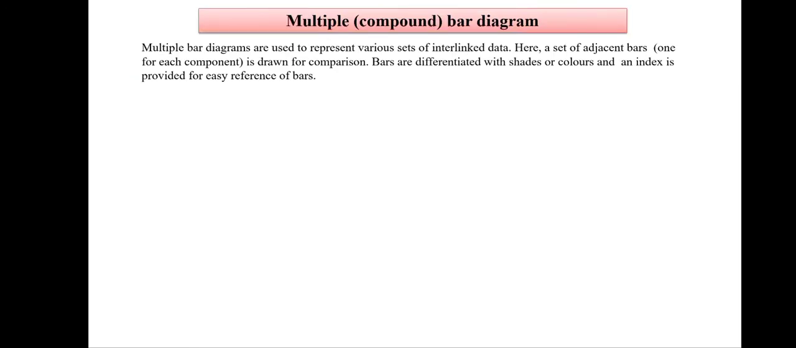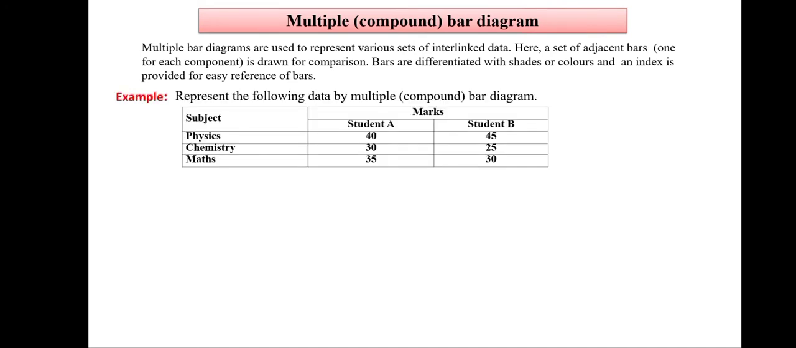Next, let us see what is multiple or compound bar diagram. Multiple bar diagrams are used to represent various sets of interlinked data. Here, a set of adjacent bars, one for each component, is drawn for comparison. Bars are differentiated with shades or colors, and an index is provided for easy reference of bars. Let us understand this using an example.